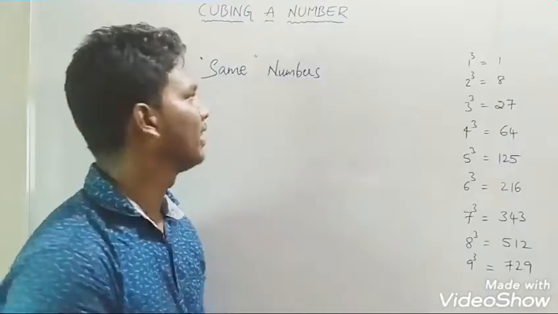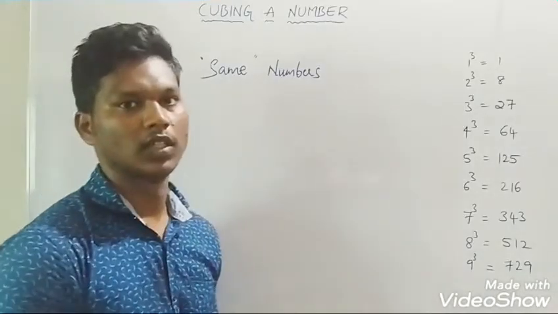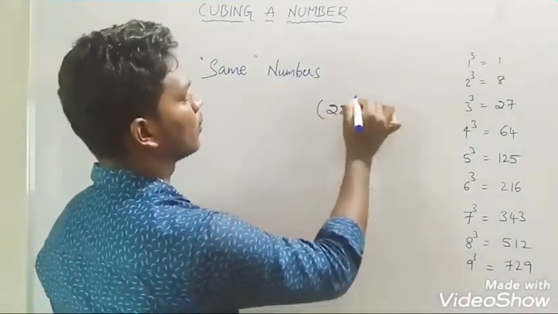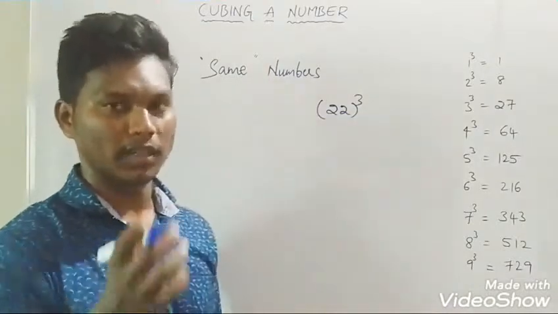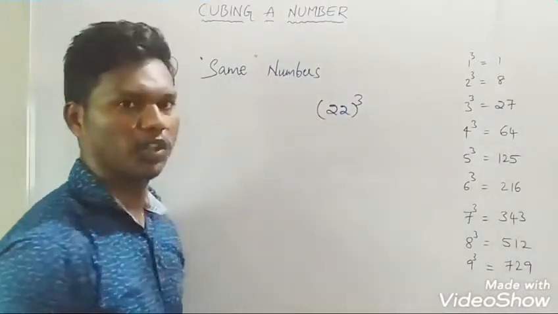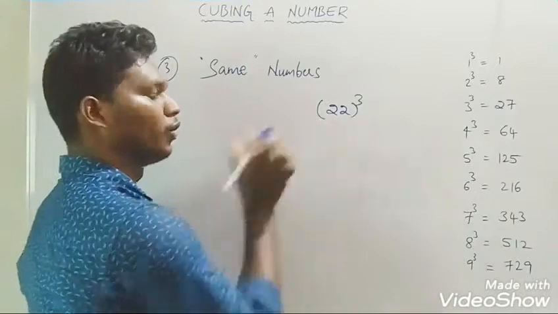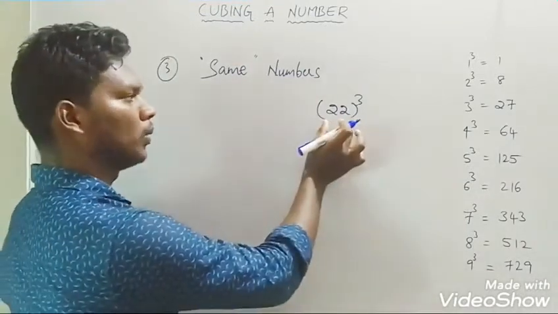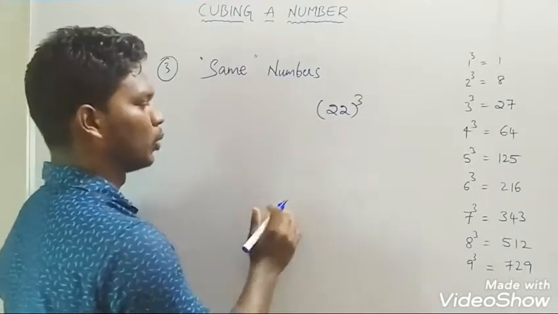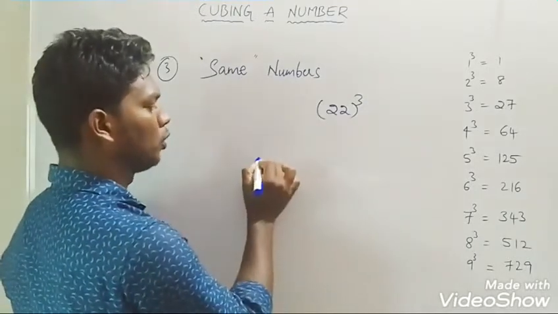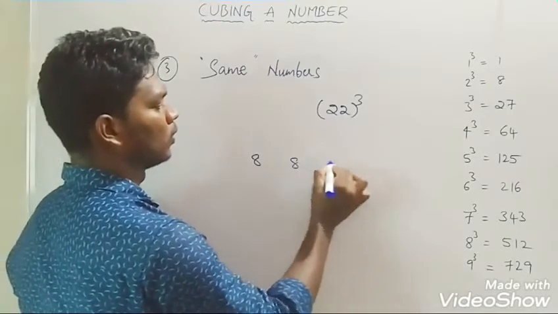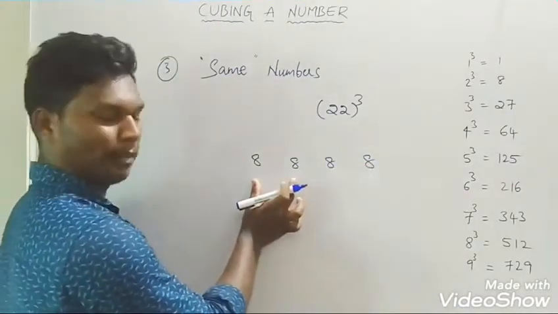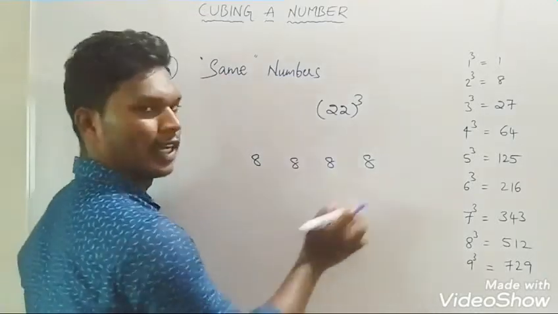Now case number 3, same numbers. If you want to cube a number with the same digits, for example 22 cube, what are you going to do? The numbers are the same, right, 2 and 2. So simply cube the 2. Okay, friends, understood? Simply 2 cube, 8, 8, 8, 8.